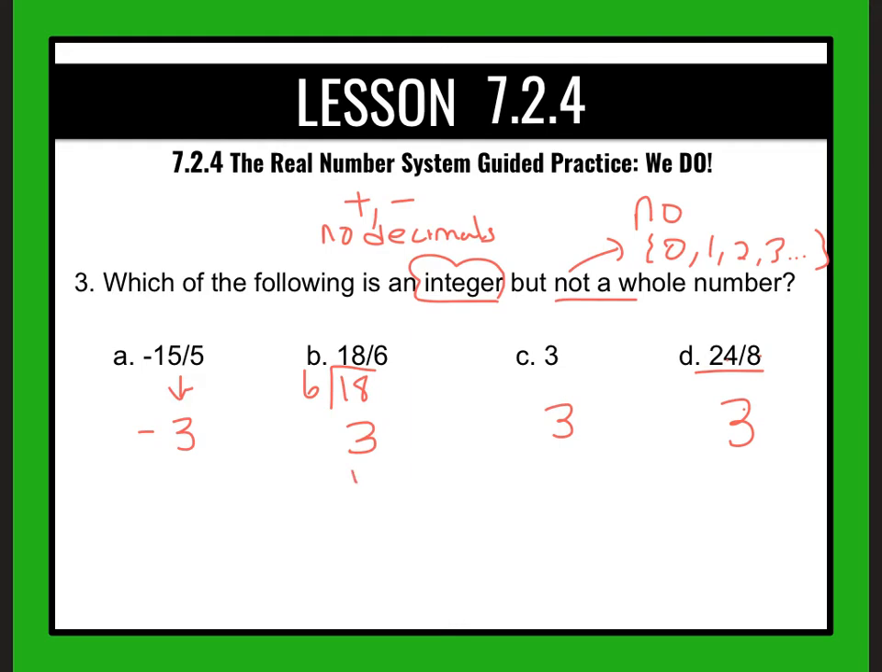So which of the following is an integer but not a whole number? Well, I know anything that's positive is a part of the whole number set if it's not a decimal value. So the only thing that can be an integer is negative 3 because integers include positive whole numbers and their opposites. So this must be the answer.